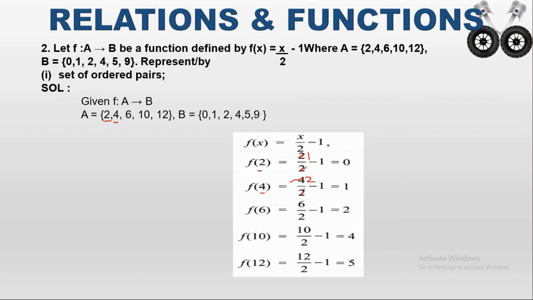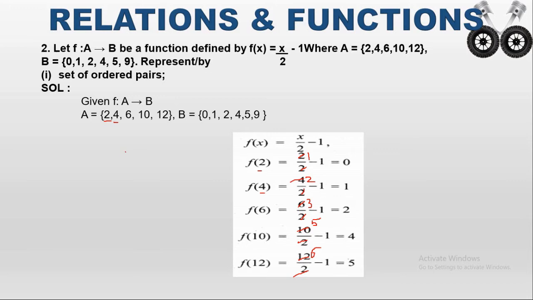The next element is 6. 6 by 2 is 3, and 3 minus 1 equal to 2. Then the next element is 10. 10 by 2 is 5, and 5 minus 1 equal to 4. Then 12 by 2 is 6, and 6 minus 1 equal to 5. So 2 is mapped to 0, 4 is mapped to 1, 6 is mapped to 2, 10 is mapped to 4, and 12 is mapped to 5.